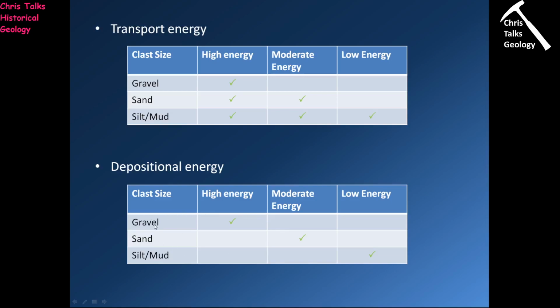So that means you can only really move them around and deposit them in these high energy systems. As soon as you leave the high energy system, the gravels, cobbles and boulders won't be in the sediment anymore. So you can only get them in these high energy depositional environments. Sands will tend to be most common in moderate energy environments, so environments like rivers and beaches, and silts and clays will be most common in low energy environments. So by looking at the class size, we can infer both the transporting energy and also in general what the depositional energy was. Was it a high energy environment, a moderate energy environment, or a low energy environment?